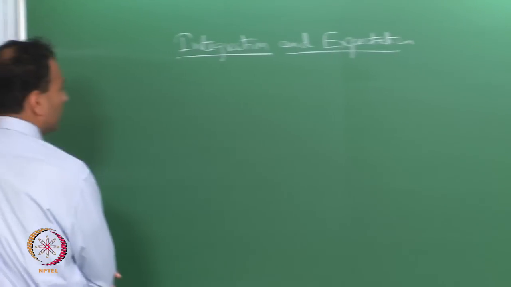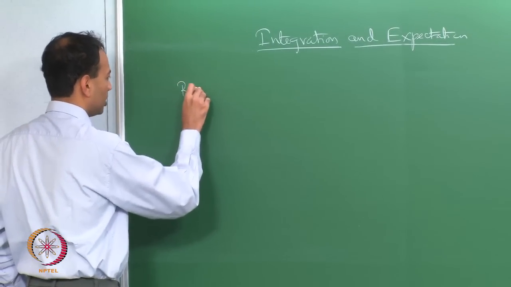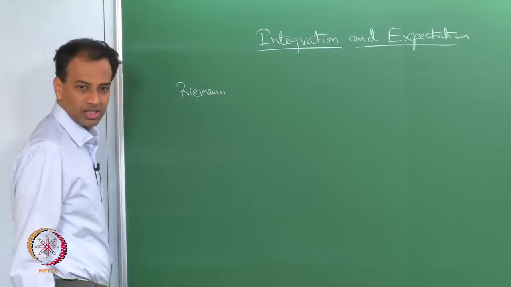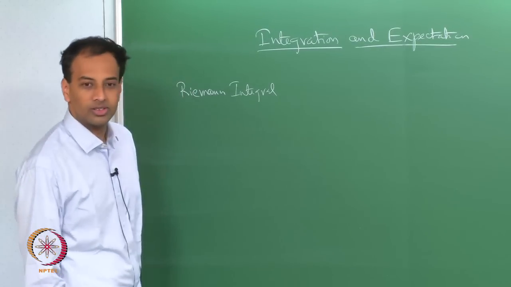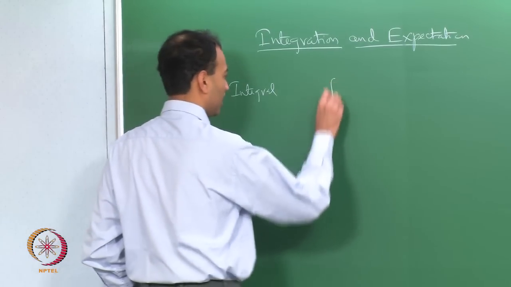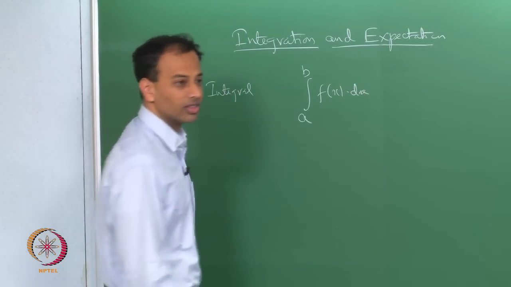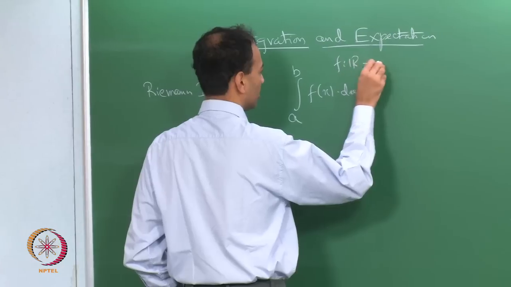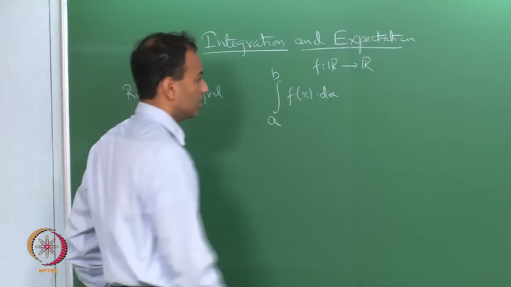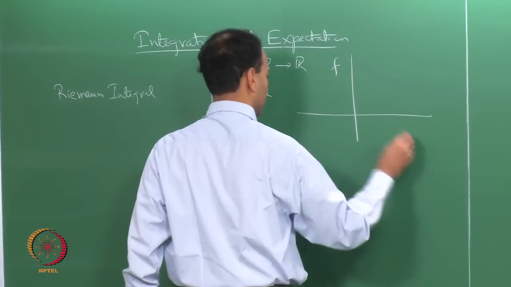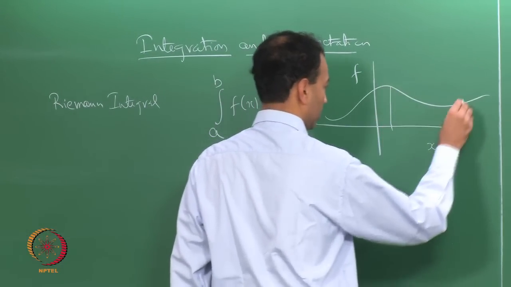So you are already familiar with integration, right? And the integral you are familiar with is known as the Riemann integral, right? This is from your calculus course. So when you say integral a to b f of x dx, you know what it means, right? So you take some function from R to R, and you know how to integrate it over an interval. So everybody is familiar with this. So in particular, you have some function f of x, and you have some interval a to b.